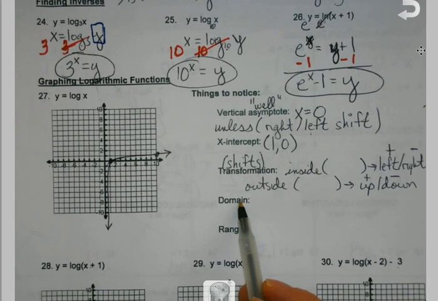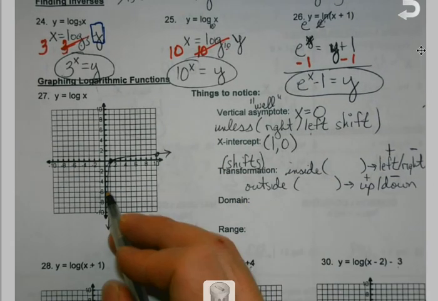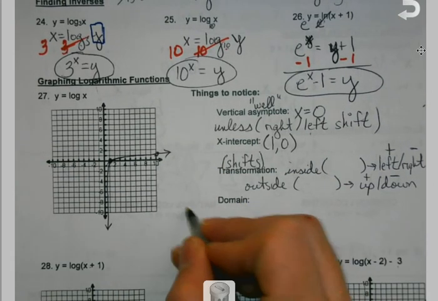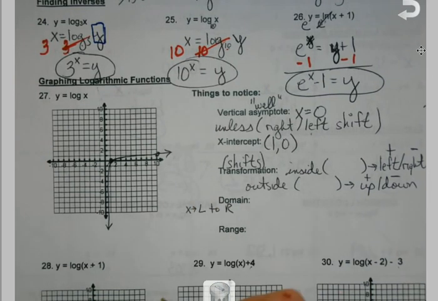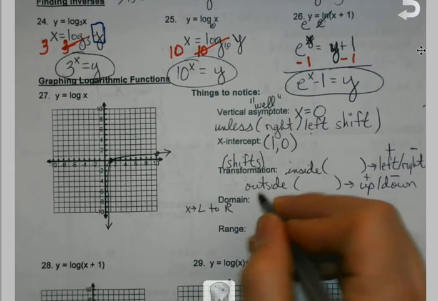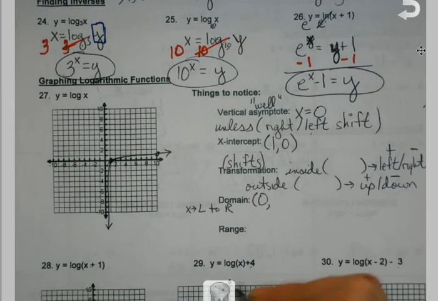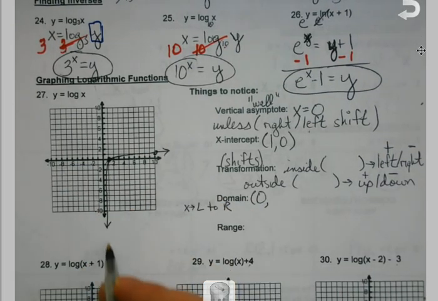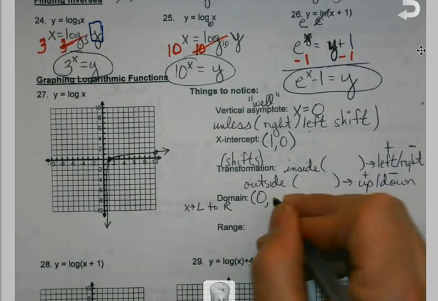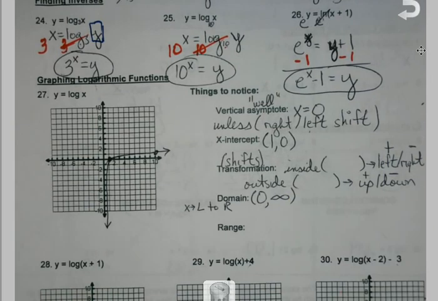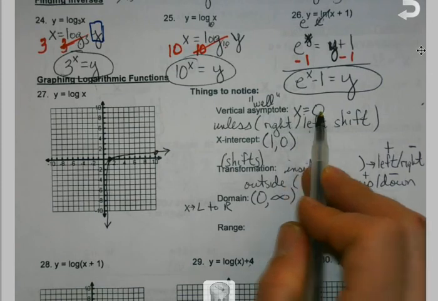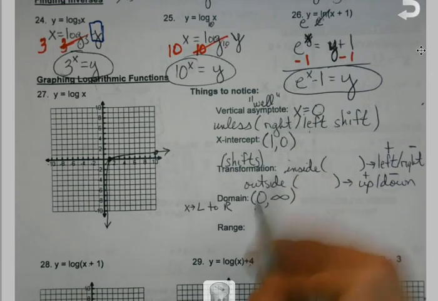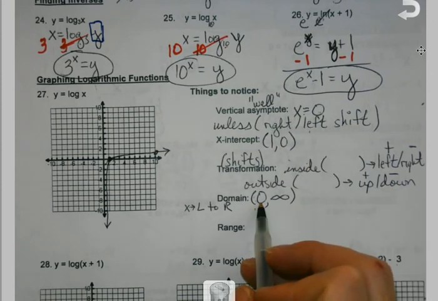Okay. Domain, here, remember it's my x values from left to right. I come up on 0, because I'm not going to the left forever. It kind of starts tailing down here. But I do go right forever. So there's going to be this connection between my asymptote and the domain. These values will be the same.